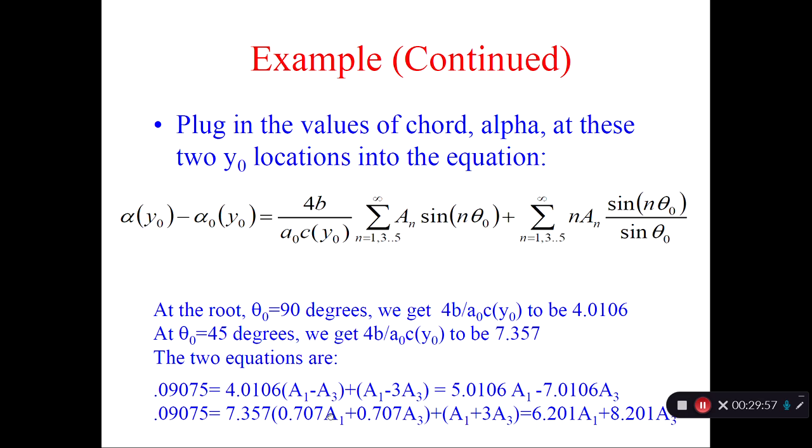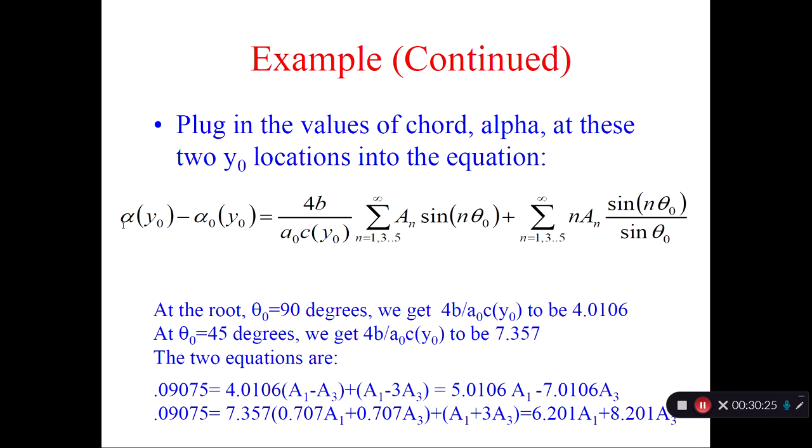So this comes from the first term in here. Sine of 45 will cancel out, so you'll get 1 times A1. Sine of 135 and sine of 45 are the same, so they will cancel out. You'll get 3 times A3. So if you group these terms properly, you get this equation. So you get two equations for A1 and A3. This is the first equation. This is the second equation.